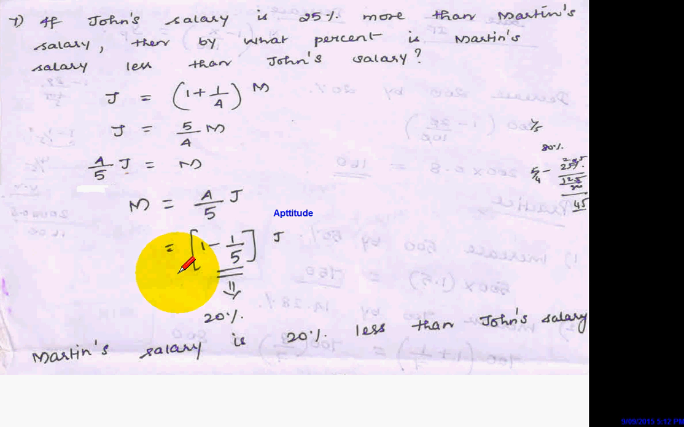John's salary, let me take as J, is equal to, it is 25% more. So 25% is equivalent to 1 by 4. It is more than, so it is 1 plus 1 by 4 m. Since it is more than, if it is less than, I can use 1 minus 1 by 4. So J is equal to 1 plus 1 by 4 of m, and simplifying it, you will get John's salary is equal to 5 by 4 of m. Now, but that is not the question.